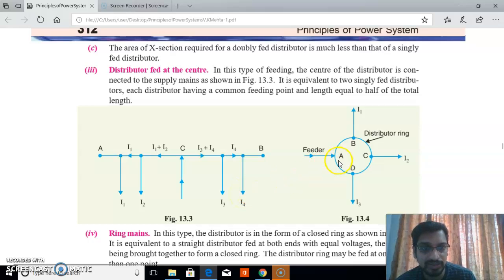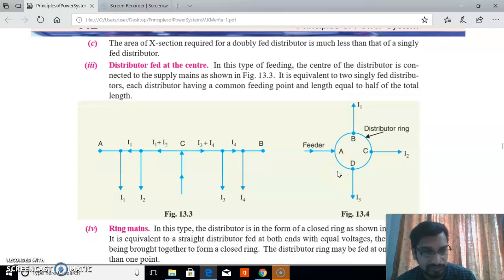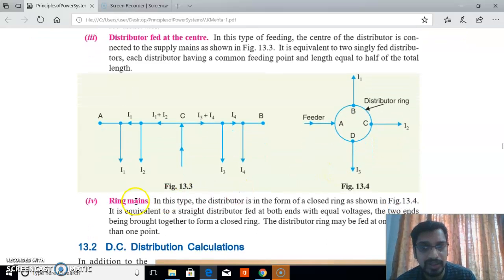Next one, ring mains. In ring mains, we form a closed loop, and we feed the supply at a point A. From the other points on the ring, we tap the different currents I1, I2, I3. So it is also a singly fed distributor.